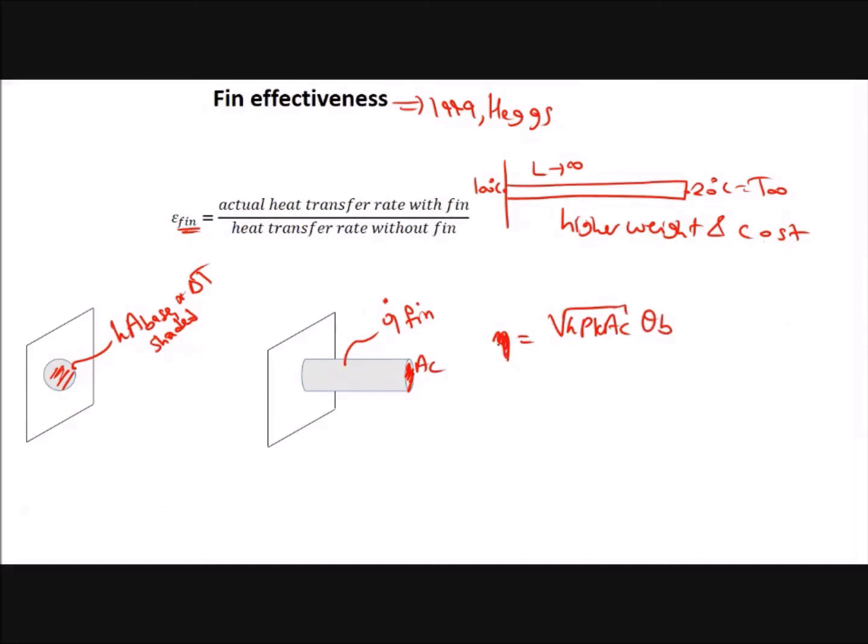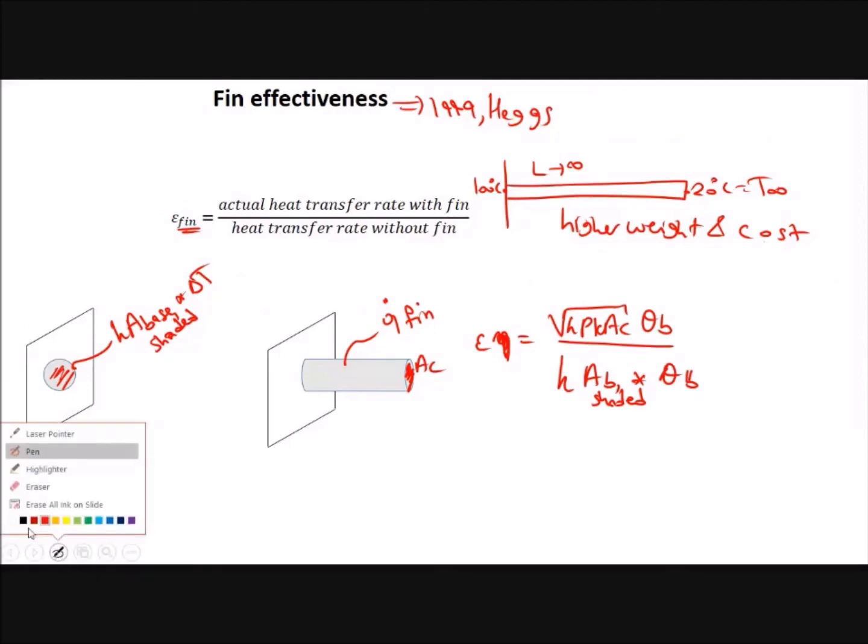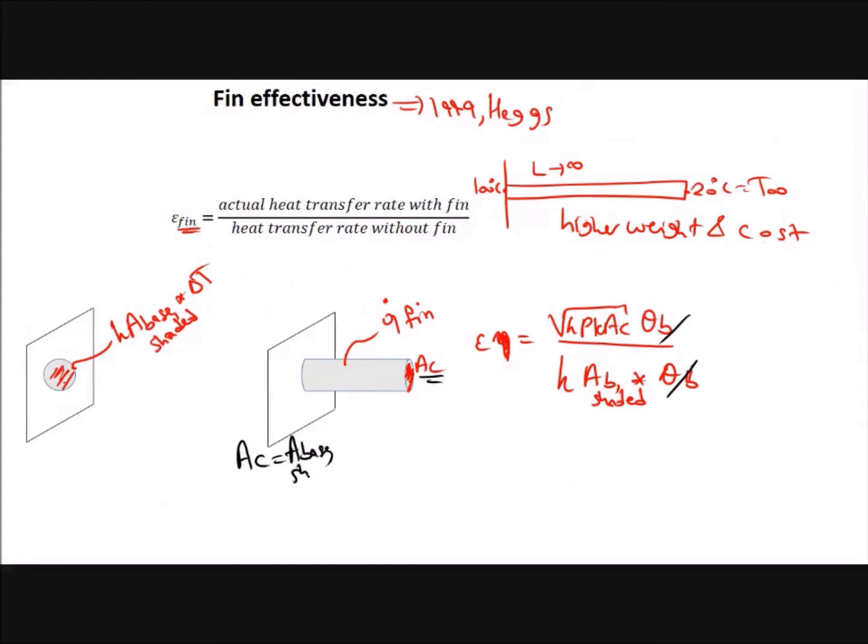This is epsilon: the rate with the fin, divided by the heat transfer rate without the fin. If there is no fin, then the heat transfer rate will be equal to h times the area of the base, the shaded area, times theta base, again the same temperature difference. So from here you can cancel out theta base, and you see that area C and area B are the same. Area C is the same as the shaded base area, so therefore you can cancel them out too.